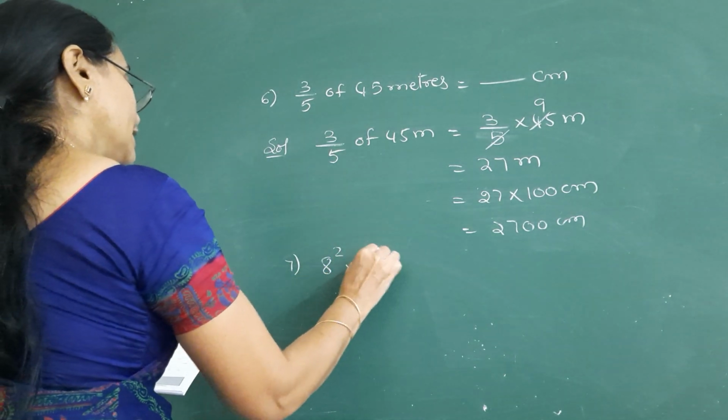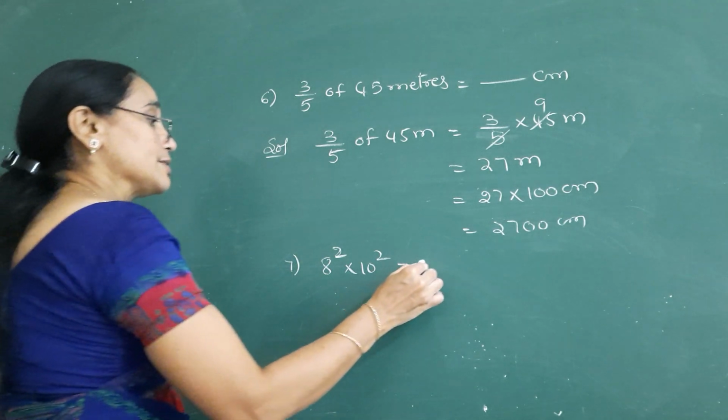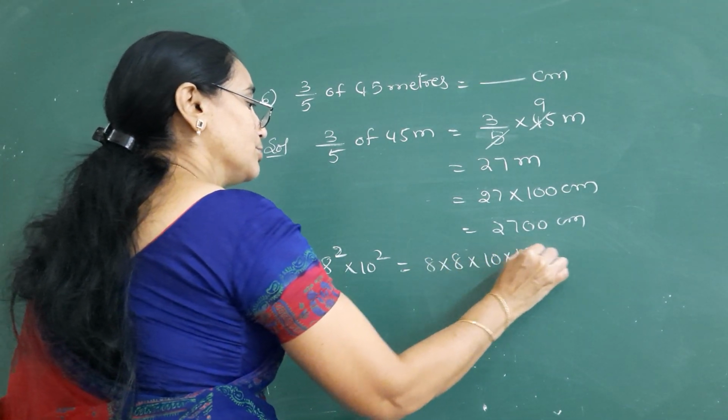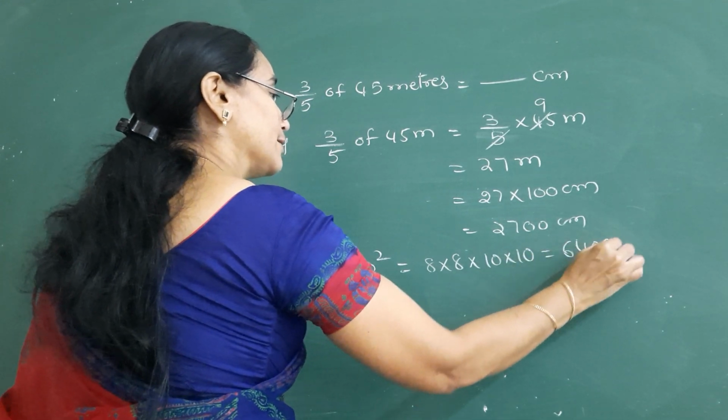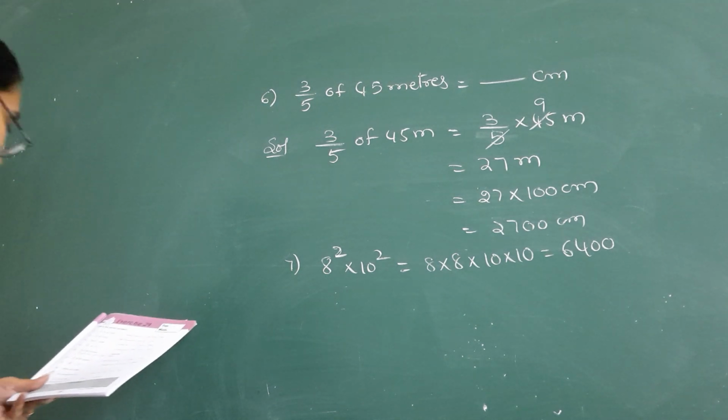And see the seventh question. 8 square into 10 square. Square means you have to multiply the number 2 times. 8 into 8, and 10 square means 10 into 10. 6400. 8 eights are 64, and 2 zeros you have to keep.